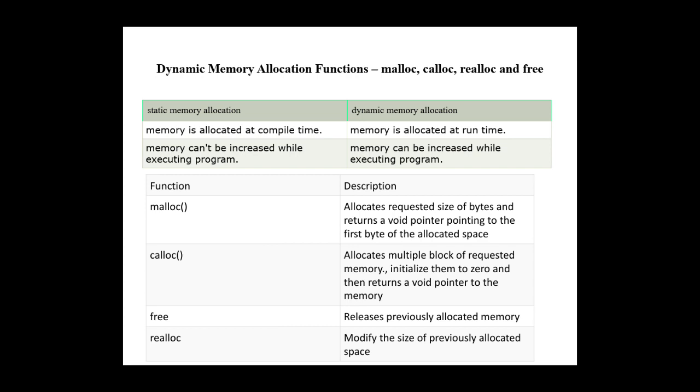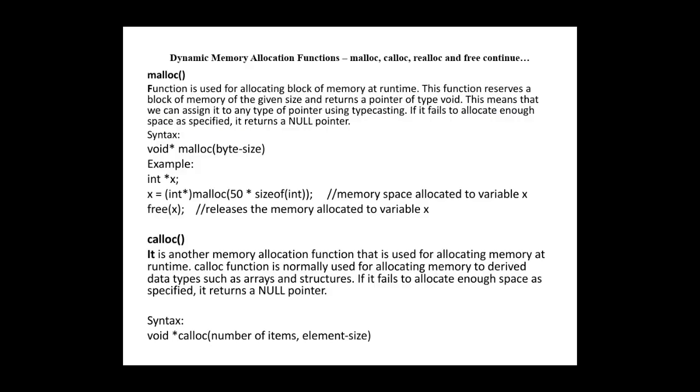The malloc function is used to allocate a single block of memory, and it returns a void pointer to the first byte of memory. The calloc function is used to allocate multiple blocks of memory. The free function is used to free the memory that has been reserved by malloc and calloc functions. The realloc function changes the size of memory that has been allocated using malloc and calloc functions.